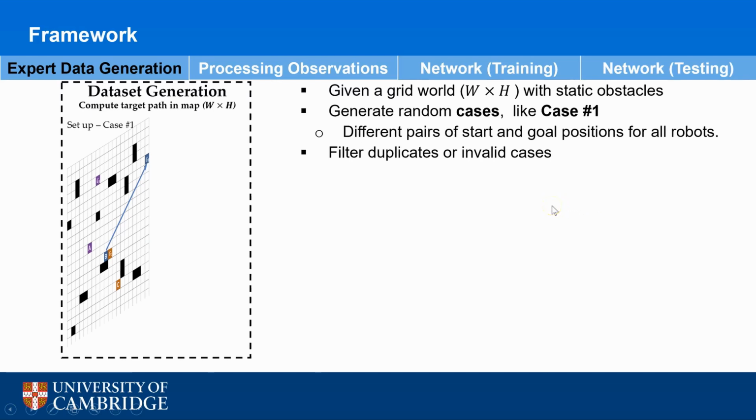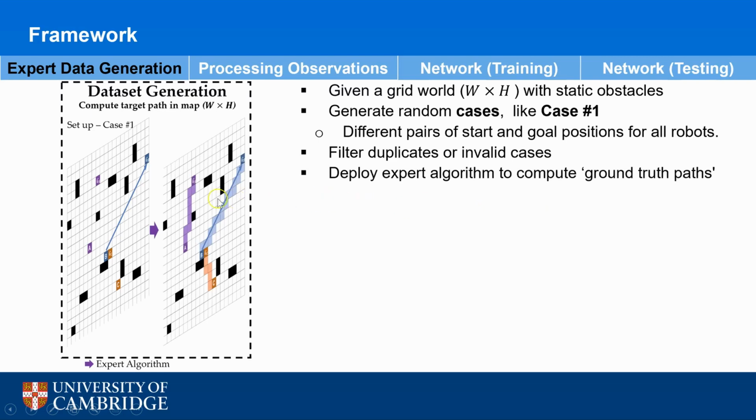In each case, we will deploy an expert algorithm to compute ground truth path. Hence, we can transform the path into sequential pairs of robot state and each action. Next, we will present a video about how we obtain input tensor with partial observations.